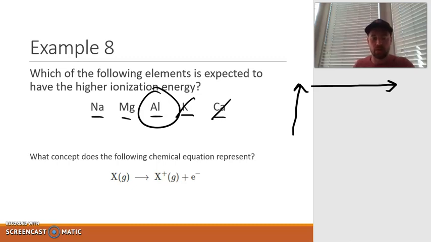And below, what concept does the following chemical equation represent? I see that I started out with a neutral atom, and I've somehow created a positive ion because I lost an electron. That is the definition of ionization energy. More specifically, I could even say this represents the first ionization energy because it was neutral and it lost its first electron.